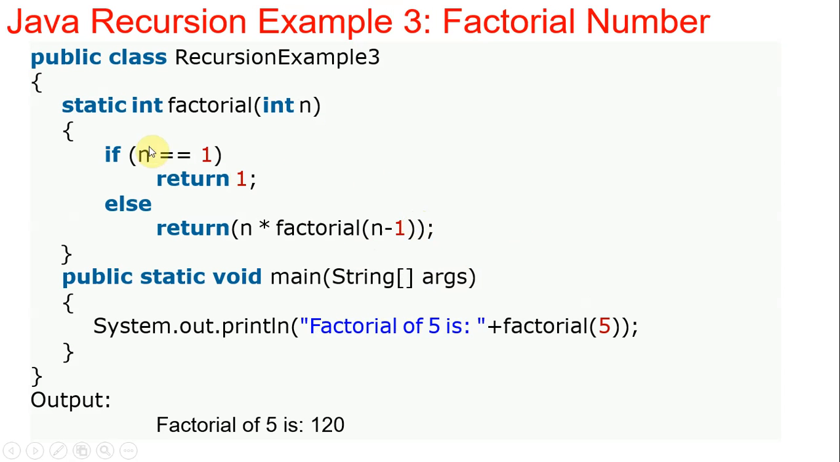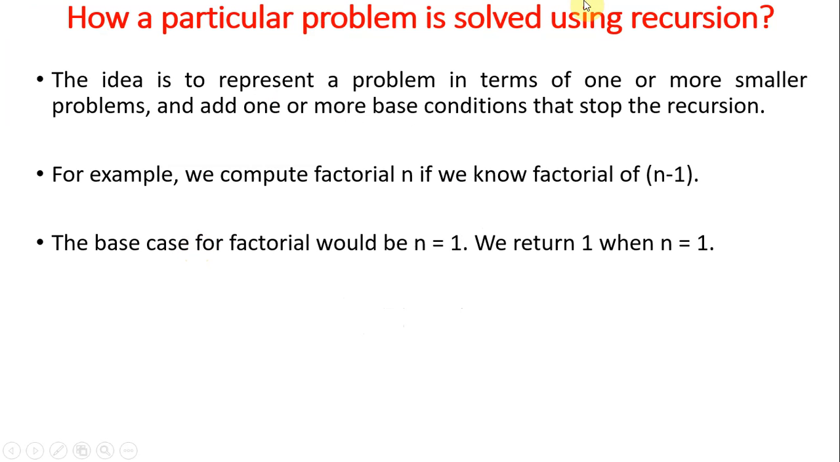So actually the problem can be defined in a simple manner, I mean as a small problem, with the help of the base condition. That is what happened here. Now the question is how a particular problem is solved by using recursion. With recursion we split or break down bigger problems into smaller problems by providing a base condition. Thus, the base condition is used to stop the recursion.